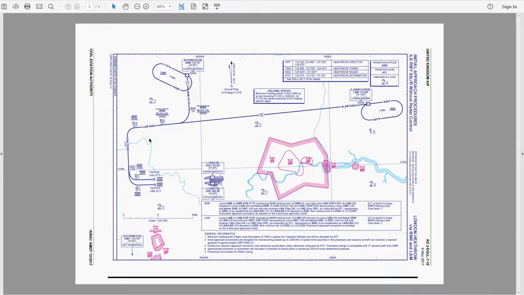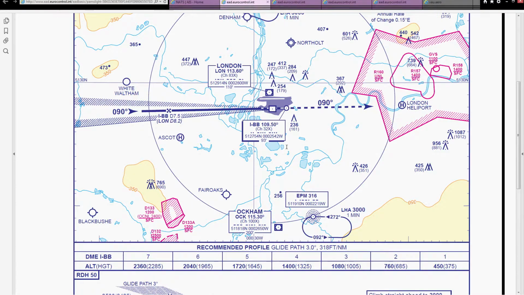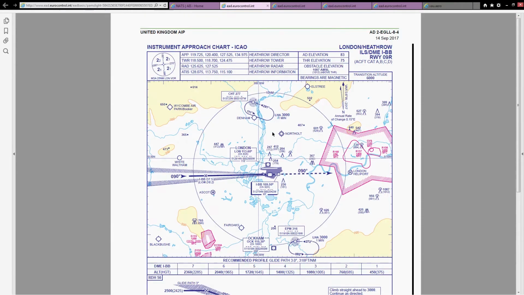Anyway, that's if they were vectoring you like that, but more than likely they wouldn't vector you like that. They would put you in a different pattern. So let's get on to the approach chart, which is the final section.